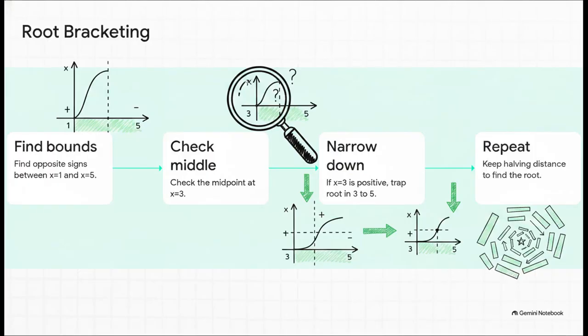We can actually use this logical trick, which is tied to the intermediate value theorem, to physically hunt down roots. It's a super practical method called root bracketing or bisection. Let's say we know our function is positive at x equals 1 and negative at x equals 5. We know a root lives in there somewhere, so we test the middle. We check x equals 3. If the answer at 3 is positive, well, we know the root must now be trapped between 3 and 5. We just keep halving the distance, continually narrowing our interval until we trap that root exactly where it lives.